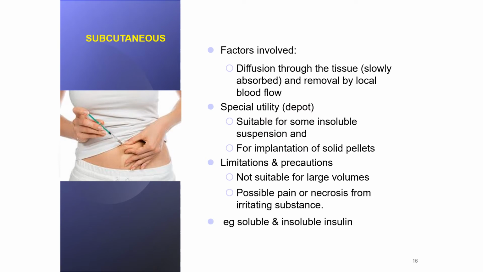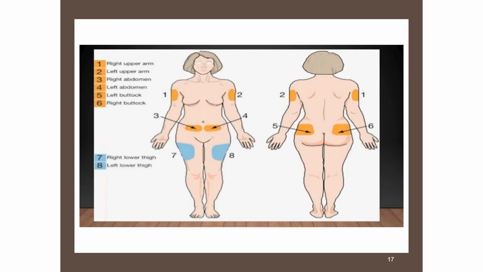Another one is subcutaneous injections. The factor involved is similar with intramuscular injections, right? And it's only suitable for very small amount of drugs, okay? And it's not suitable for drugs which are very irritant, right? Example of drug given through subcutaneous is the famous insulin. This diagram is to show you the site of injection for subcutaneous injections, right? Normally, patient can do it by themselves.